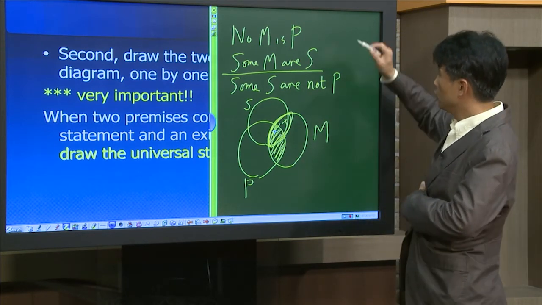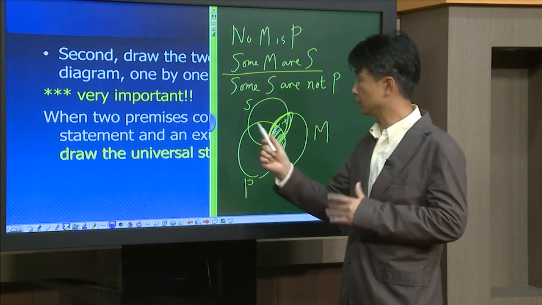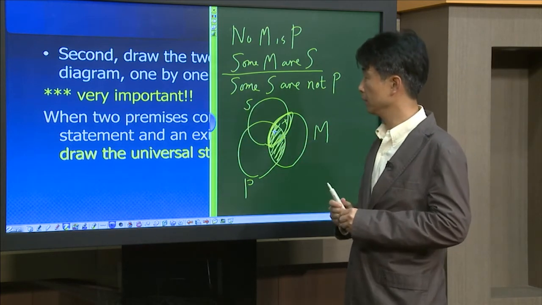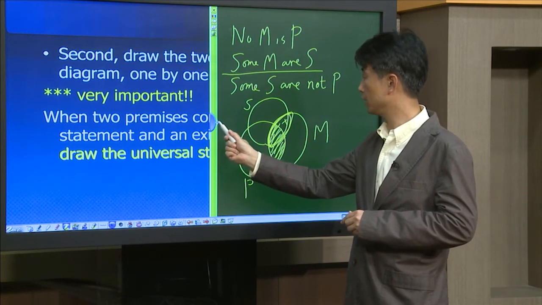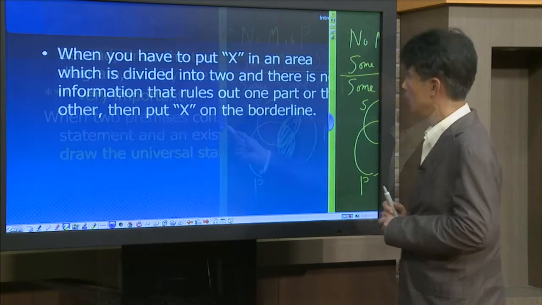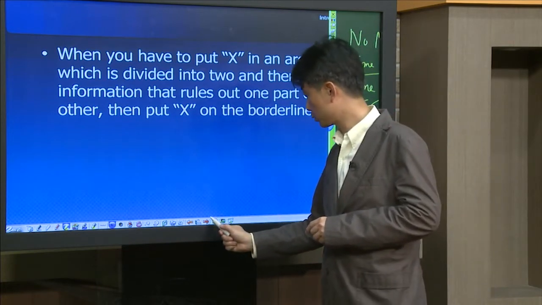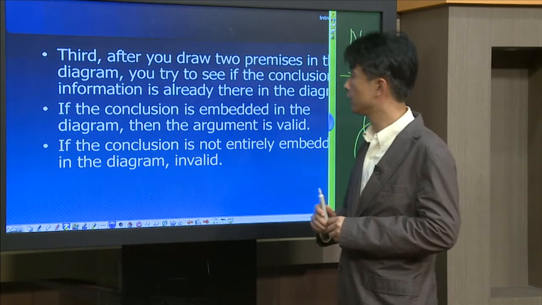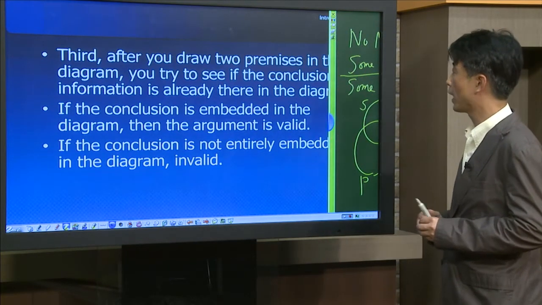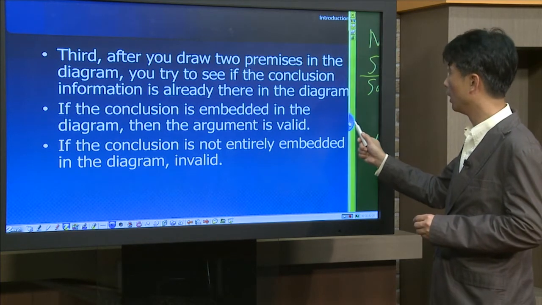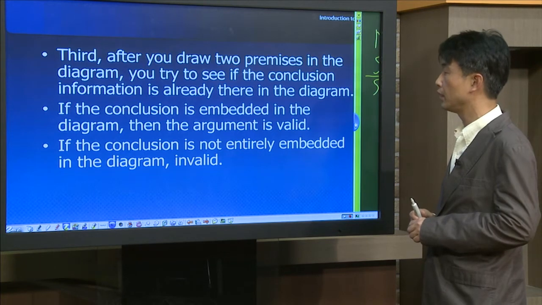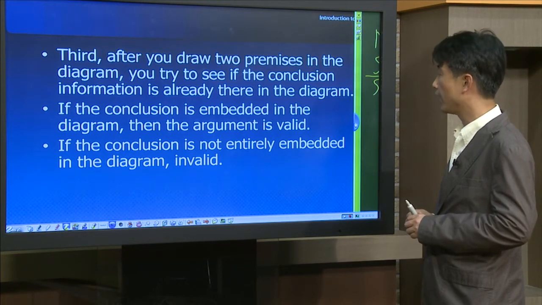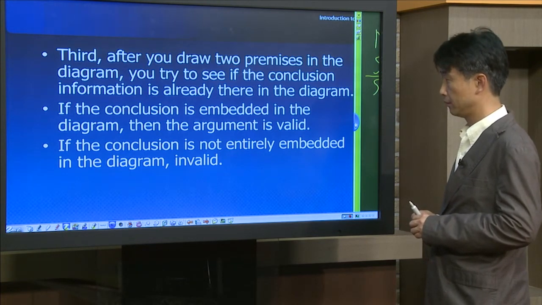Now that's the second step. Okay? So we have just completed the second step. Where is the third step? Let's go to third step. Third, after you draw two premises in the diagram, you try to see if the conclusion information is already there in the diagram.